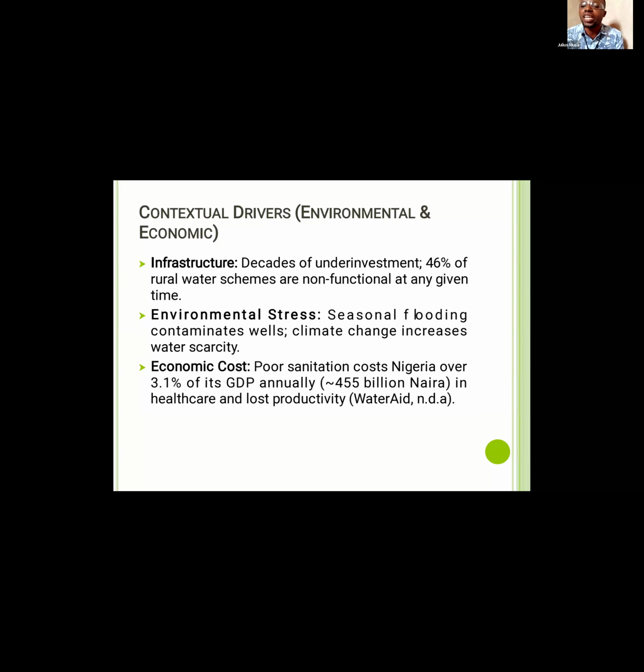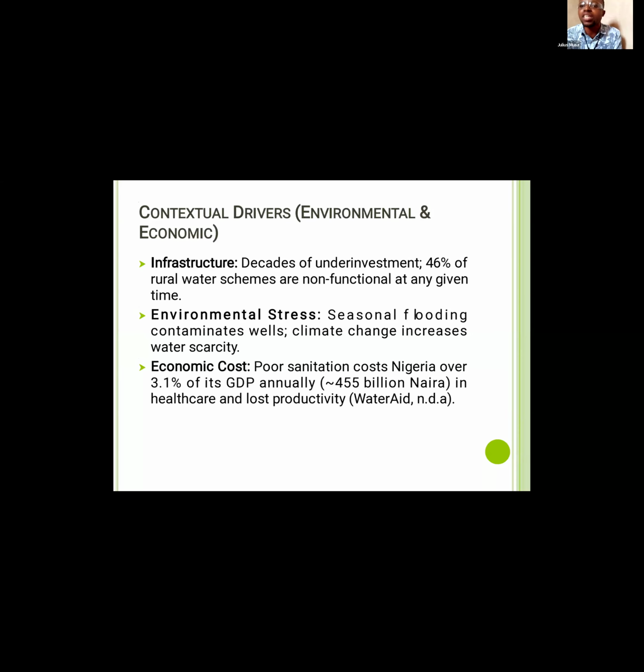This could be anthropogenic: when you block your water system with plastics and all manner of pollutants, and then you expect flooding not to happen, of course flooding will take place. There is also the natural factor, like a place with a high rate of rainfall, where you should expect a flooding scenario. So the two come together to distort the environmental setting of the place.